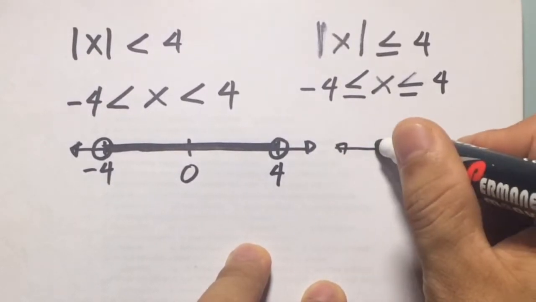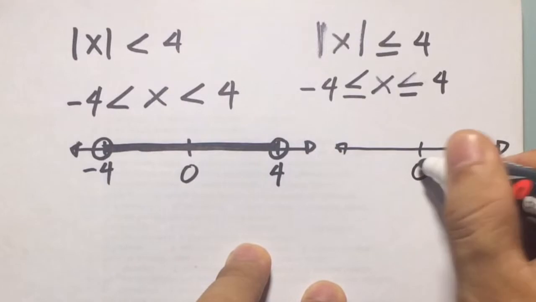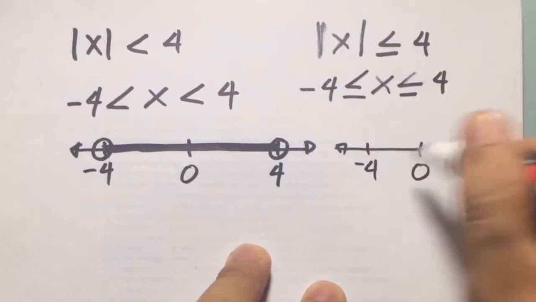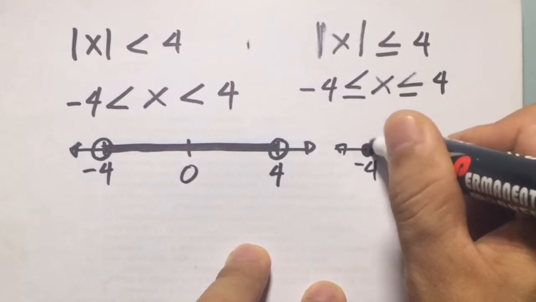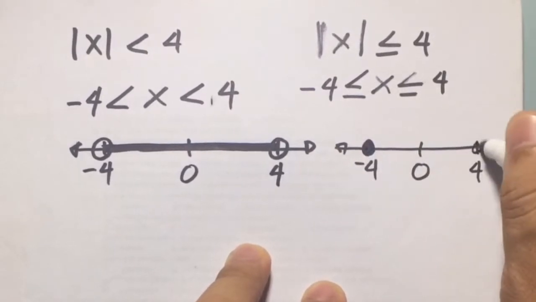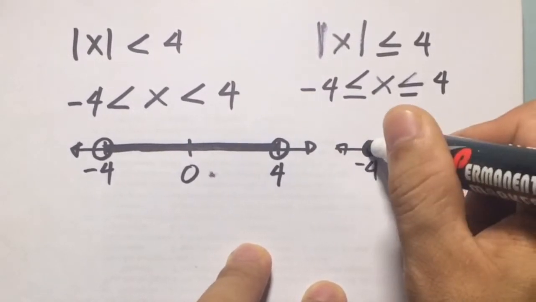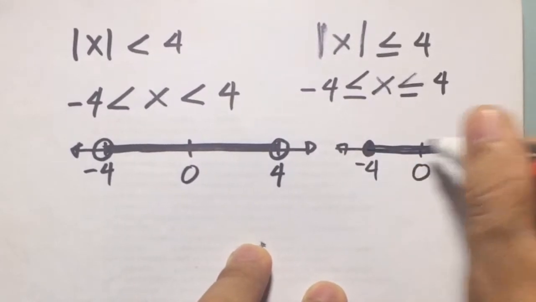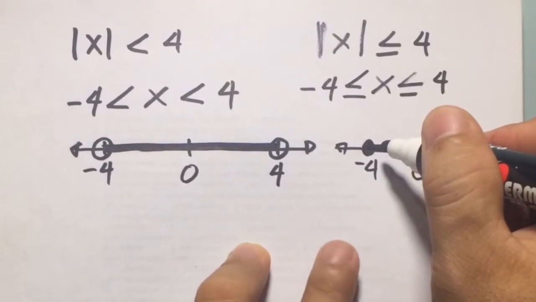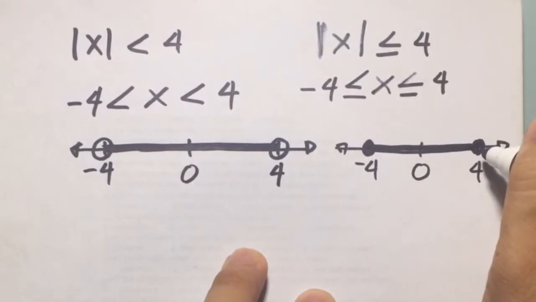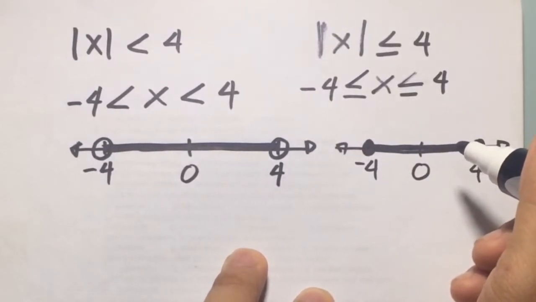your solution must be in this form. This is 0 here, it's negative 4, this is 4 here. So negative 4 and 4 are now part of the solution, we're going to have a solid circle here. This means that all of the numbers from negative 4 to 4 are part of the solution.